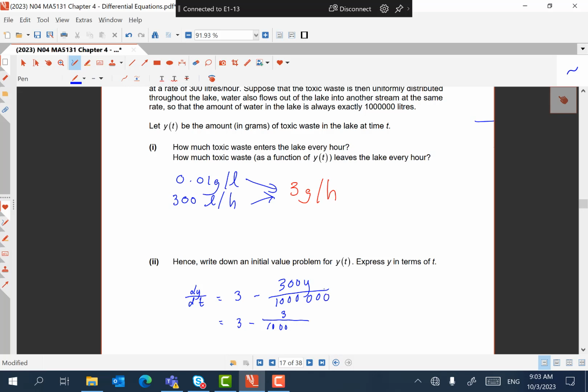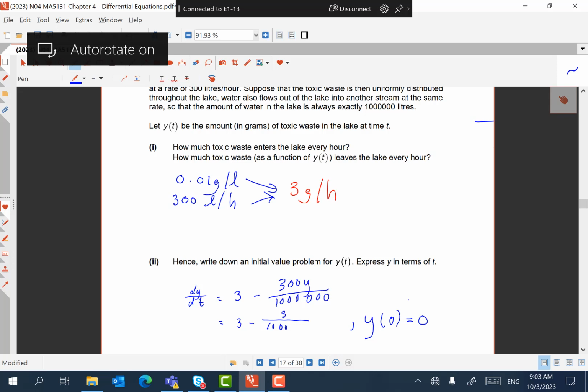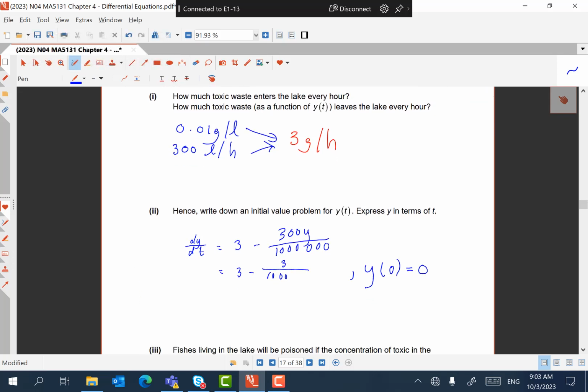And then because right now it's an initial value problem, you must also state the condition that at the start it was pure water. So at the start there wasn't any toxic. So altogether, this is my DE with the initial condition given to us.